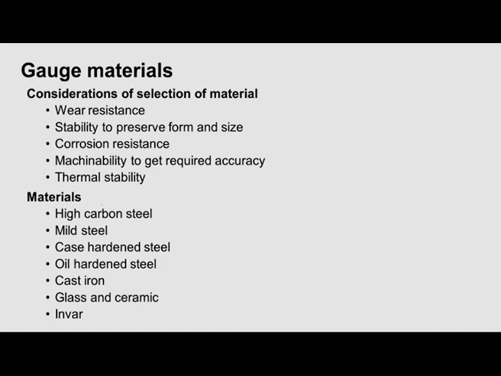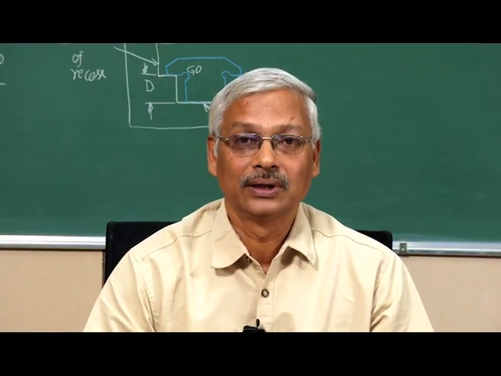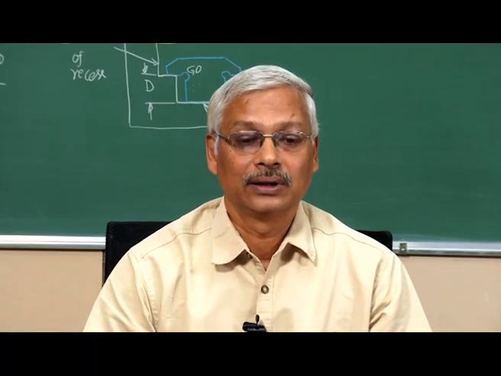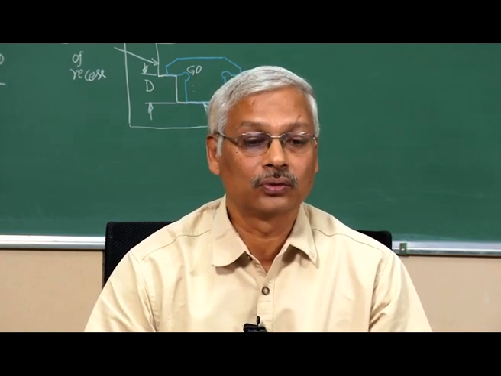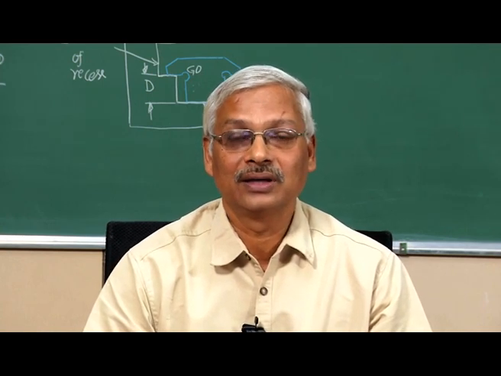And while selecting these gauge materials, there are some selection criteria. The material should be wear resistant. Since the gauge comes in contact with the work part and there is sliding motion, the gauge material should have wear resistant property, and the stability to preserve form and size. The geometric shape and size of the gauge should not alter because of changes in the environment. So stability is also considered, and a very important thing is gauges should be corrosion resistant.